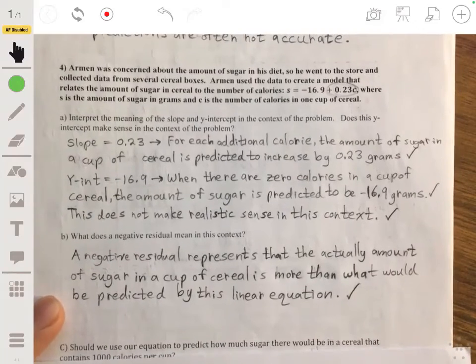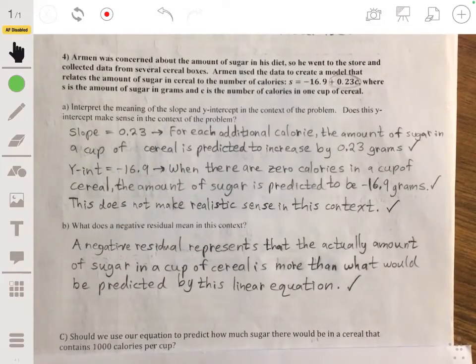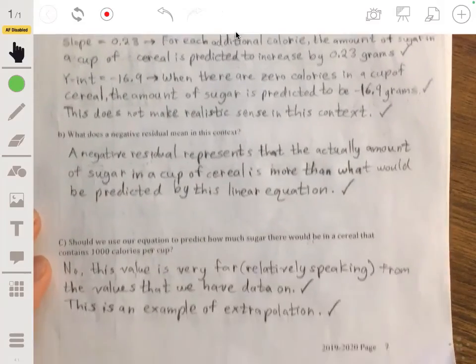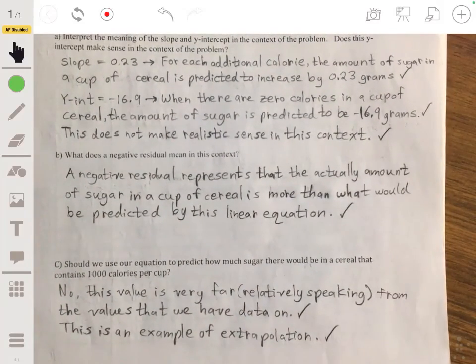Now, question C: should we use our equation to predict how much sugar there would be in a cereal that contains 1,000 calories per cup? Well, this would not be a good idea, because we don't really have information on cereals with that many calories. Those are pretty heavy, dense cereals. 1,000 calories per cup, that's a lot. I don't know what they're doing with that cereal, but it probably wouldn't be a good idea to use this equation, because we don't know if it's similar to how the calories are laid out in this one. So we would not do that. The data is very far from what we have information on, and this is an example of extrapolation.